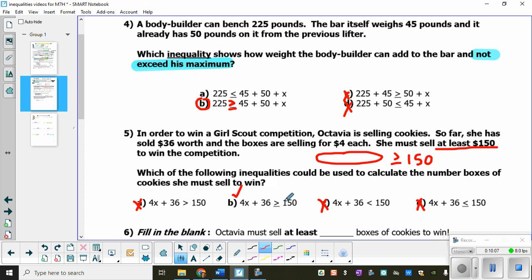Answer choice B is the only one that shows that all of this has to be more than or equal to the 150 for at least 150. And this shows that it's $4 per box, plus the 36 that she's already sold has to be greater than or equal to the 150 that she's trying to sell to win the competition.